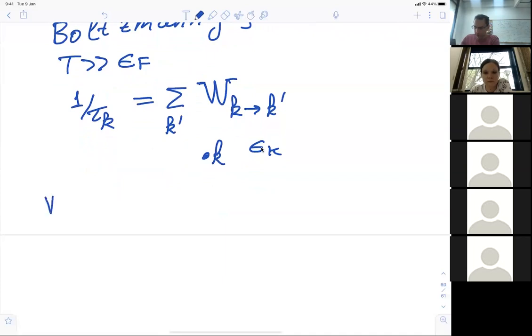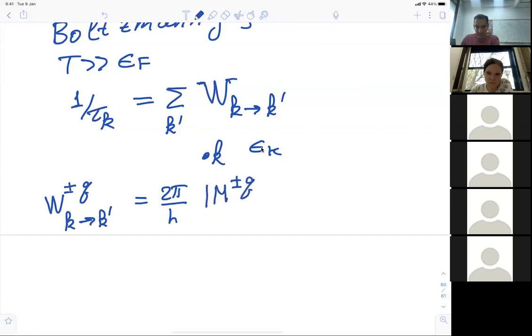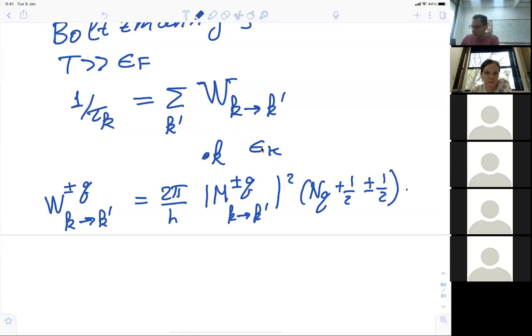And I'm using the Fermi golden rule for emission and absorption processes, which is 2 pi over h bar. I apologize, I don't remember whether it's h or h bar. The matrix element from k to k prime squared, times N q plus 1/2 plus or minus 1/2, times a delta function that takes care of the momentum conservation.